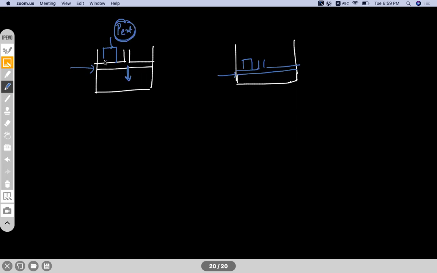Initially, here you can apply PV equals nRT. Here also you can apply PV equals nRT. We do not have any intermediate step, so PV equals nRT is not applicable then. Not a problem. So I hope all of you understood this concept, right? Reversible and irreversible process.